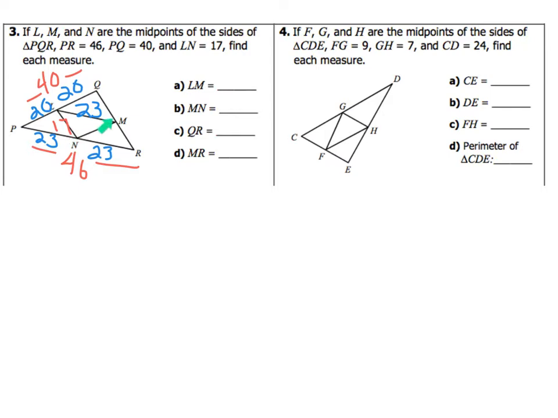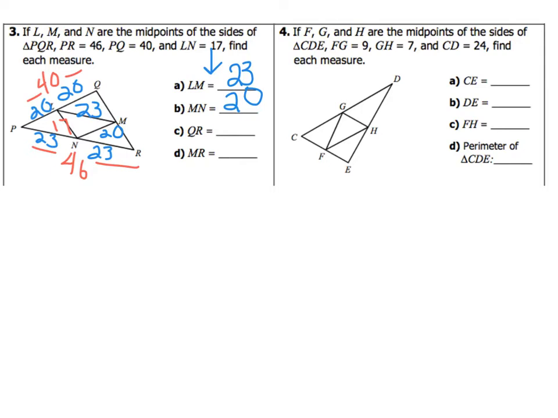Take a look at NM. It's parallel to PQ. So it's going to be half, and that segment is going to be 20. So notice the equal signs here. That means we need a value, a number, for an answer. So from L to M, we already got it filled in, 23. From M to N, we have it filled in, it's 20.